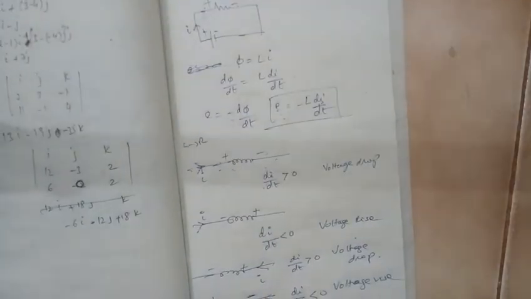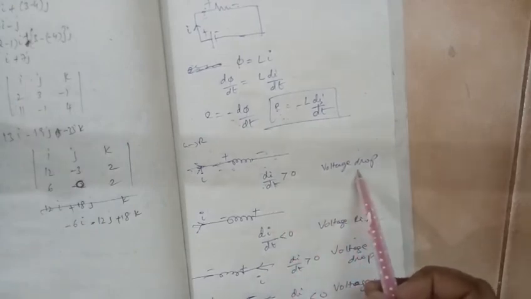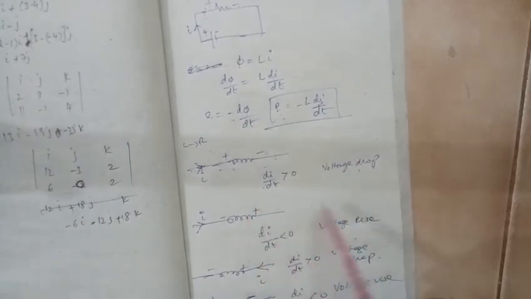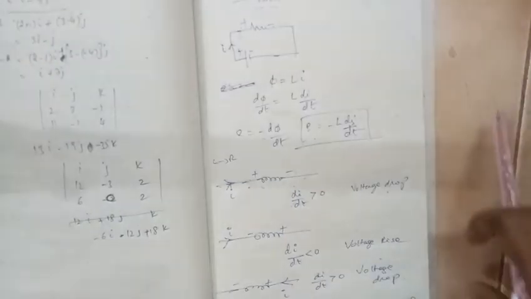So the simple trick is first identify the direction of current. If the current is increasing, there will be a voltage drop. If the current is decreasing, there will be a voltage rise. Okay, so note this, in numericals it will be useful to you.